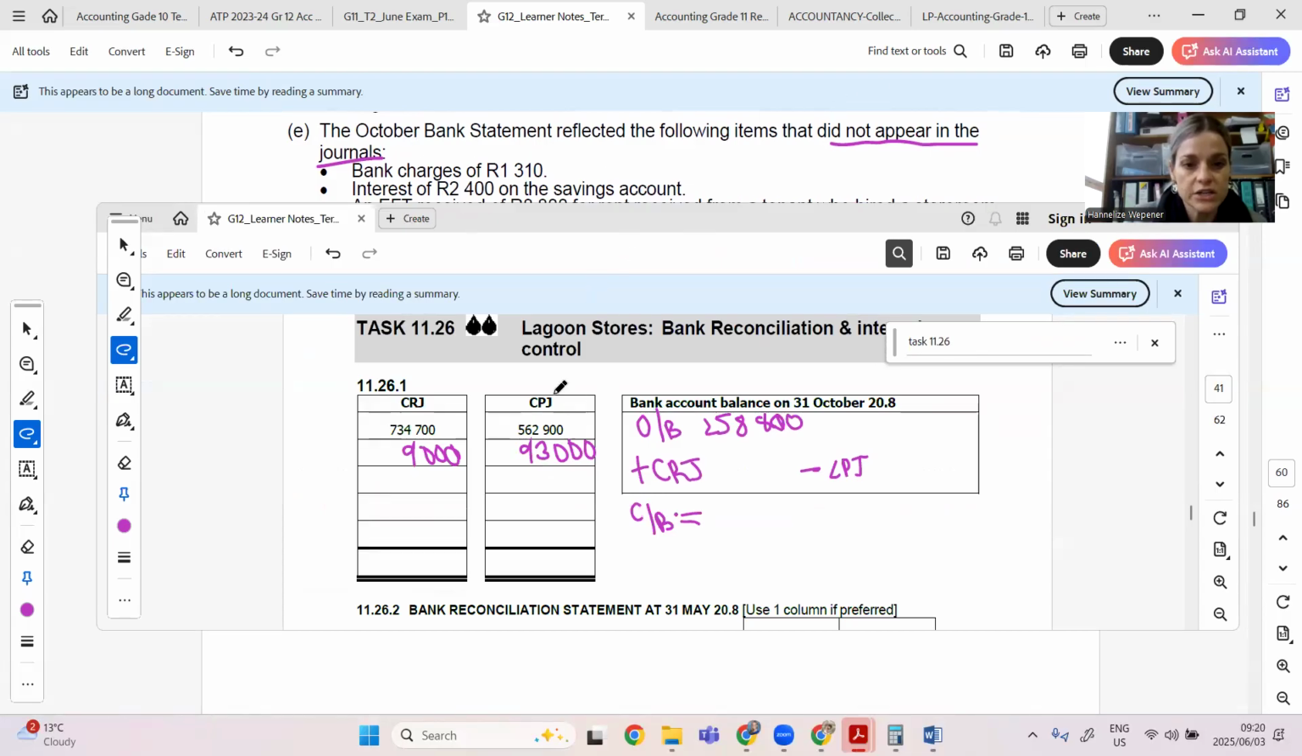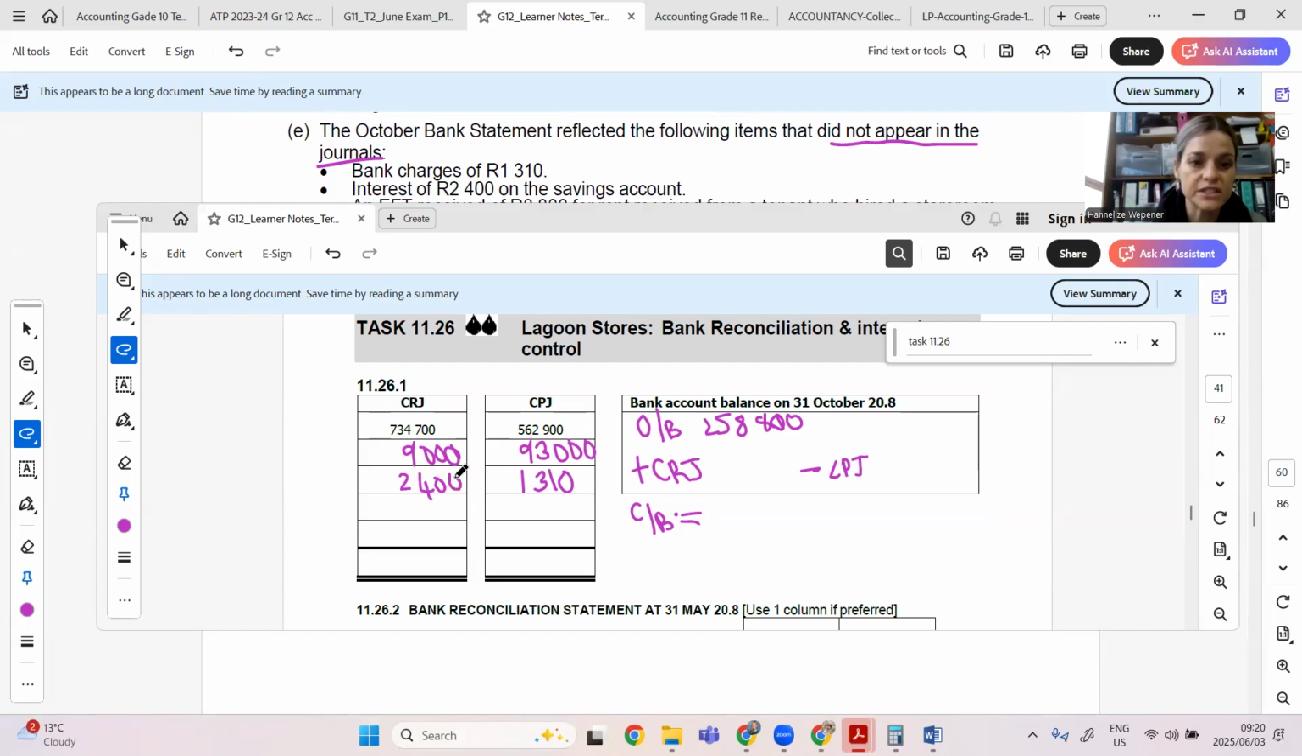Bank charges. So bank charges is a payment. So you have 1,310 Rand that you paid. Then interest on the savings account. So in other words, you earned interest. So you received interest of 2,400.